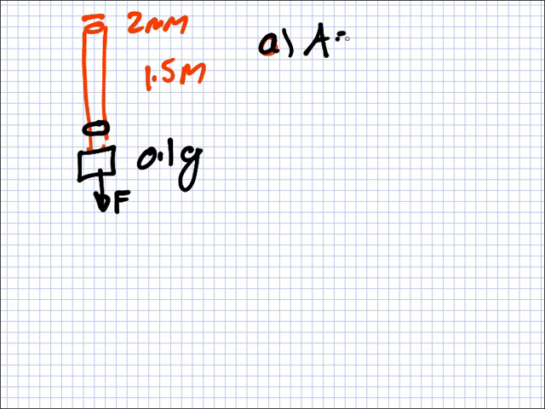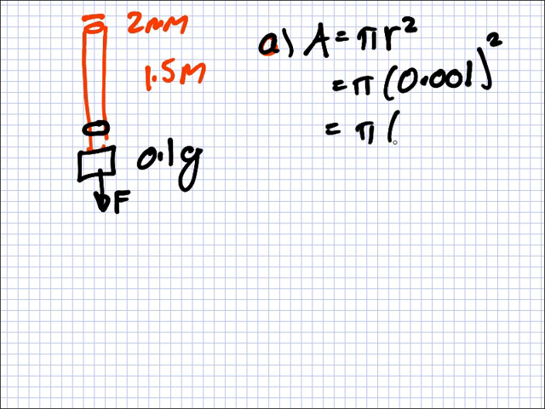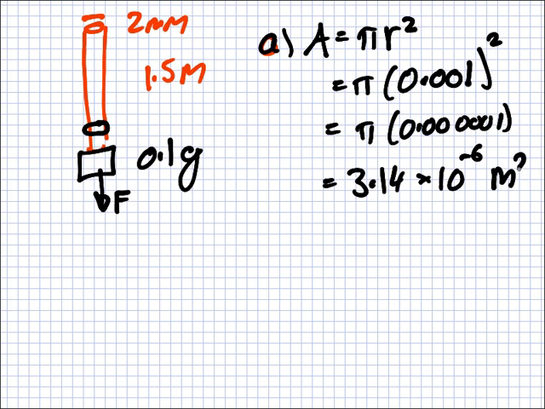So that's A equals pi r squared, so that's pi times 0.001 squared. That's pi times 0.000001. So that's 3.14 times 10 to the minus 6 meters squared. 1, 2, 3, 4, 5, 6, yeah. Okay, is that okay for part A?